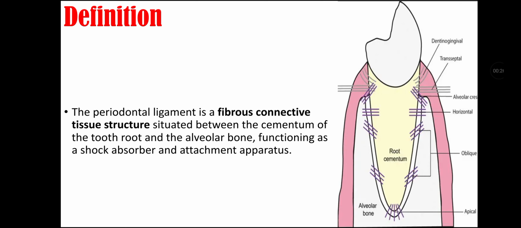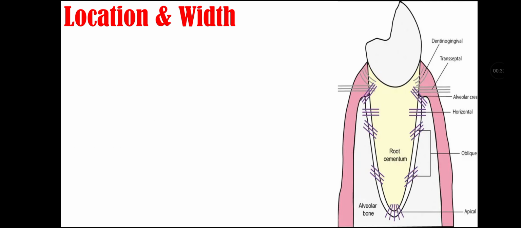Definition: periodontal ligament is a fibrous connective tissue structure that is situated between the cementum of the tooth root and alveolar bone, functioning as a shock absorber and attachment apparatus.